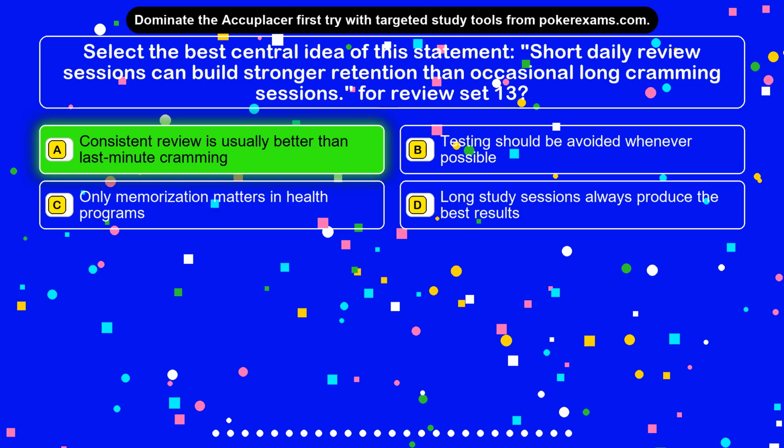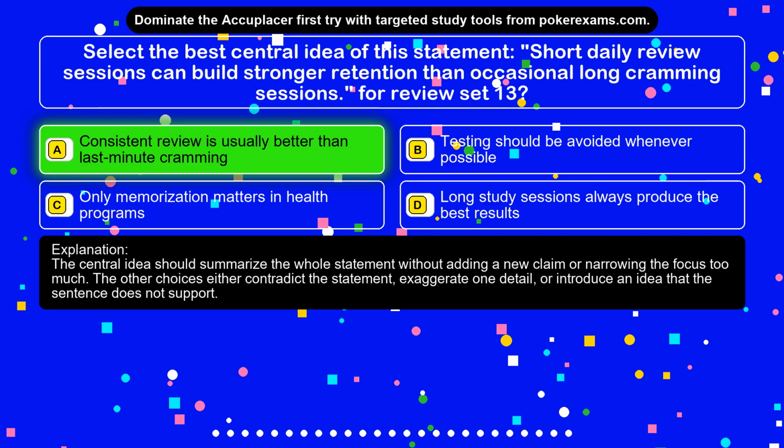The correct answer is option A. Consistent review is usually better than last-minute cramming. The central idea should summarize the whole statement without adding a new claim or narrowing the focus too much. The other choices either contradict the statement, exaggerate one detail, or introduce an idea that the sentence does not support.